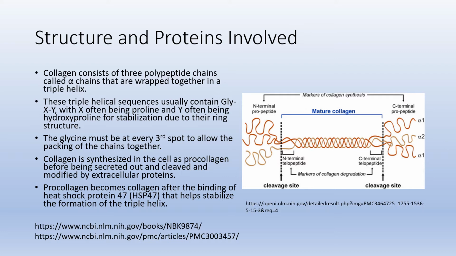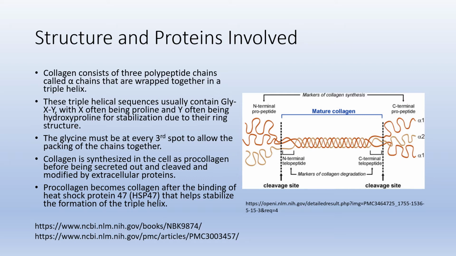These amino acids, proline and hydroxyproline, are used for stabilization due to their ring structures. The glycine in the third spot allows for the tight packing of the chains together, and collagen is synthesized in the cell as procollagen before being secreted out and cleaved by other enzymes, and also modified, usually glycosylated, by extracellular proteins. And here you can see, in the picture, the cleavage sites of the procollagen.